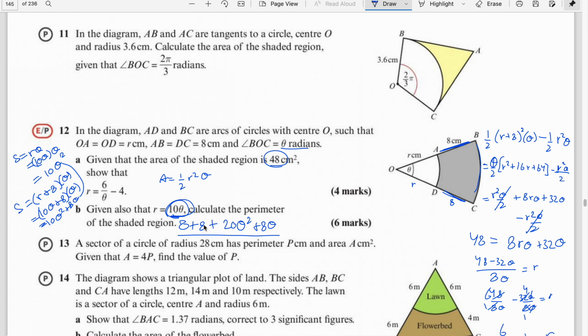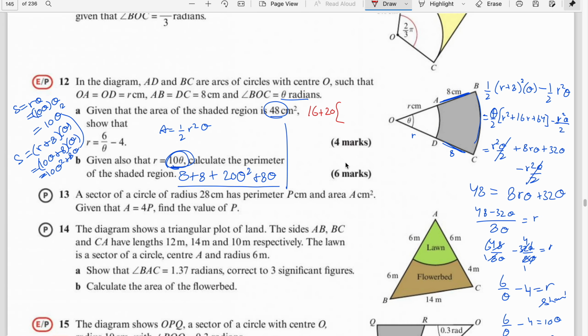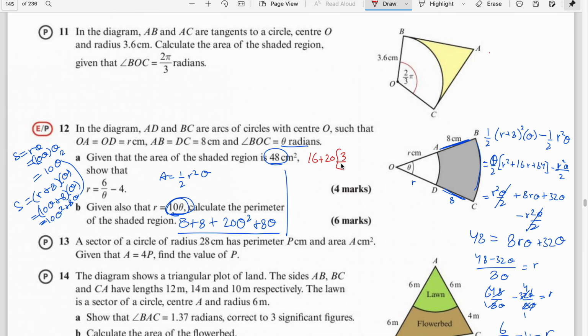So we just plug it in here, let me change the color. 8 plus 8 is 16, plus 20 into theta, we got that 3 by 5. 3 by 5 squared plus 8 into 3 by 5, and using the calculator, 16 plus 20 times 9 by 25 plus 8 into 3 by 5, and the answer is 28. Perimeter is 28 centimeters.